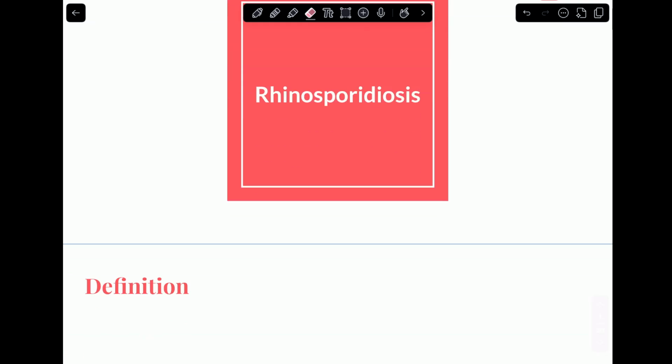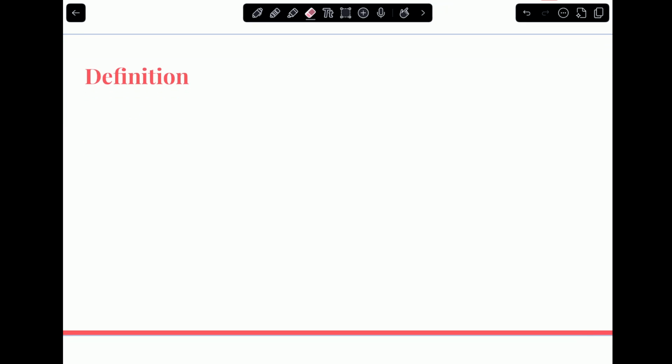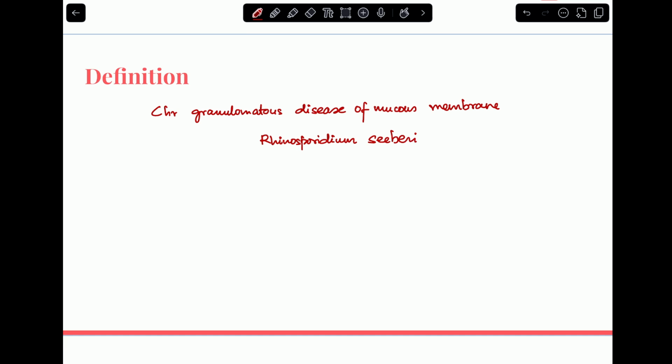So let's get started. What is rhinosporidiosis? Rhinosporidiosis is a chronic granulomatous disease. And this is not a disease that is only limited to the nose, but rather it is a disease of the mucous membrane. It involves a lot of the parts of the body which have a mucous membrane lining. And this is caused by a parasite which is known as Rhinosporidium seeberi. This disease was first described by Guillermo Seeber in 1900.